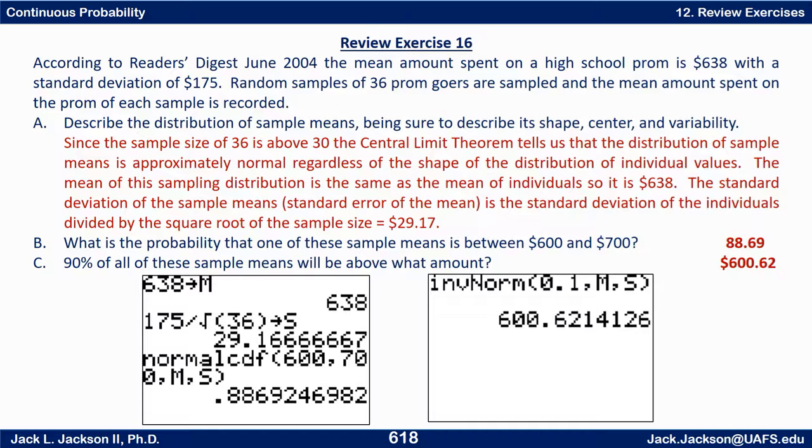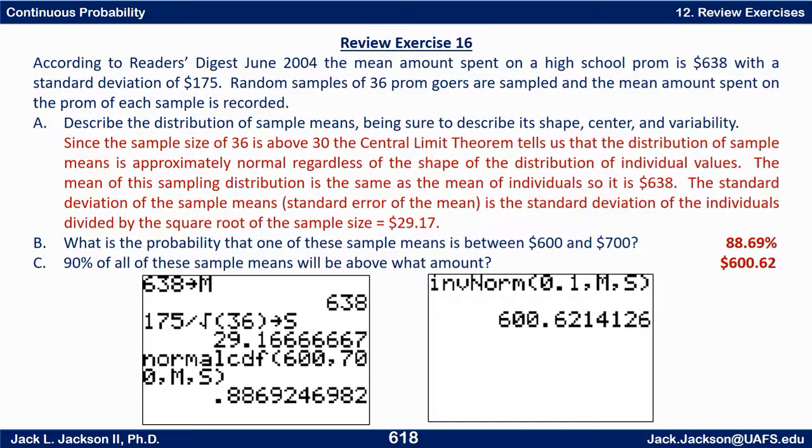Now, what's the probability that a particular sample mean will be between $600 and $700? Percent sign missing there. All right, well, that's just a normal CDF between 600 and 700 with that m and that s, being sure that that s is the standard deviation of the sample means, not of the individuals. That's an easy place to make a mistake on this problem. And so that turns out to be about 88.69%.